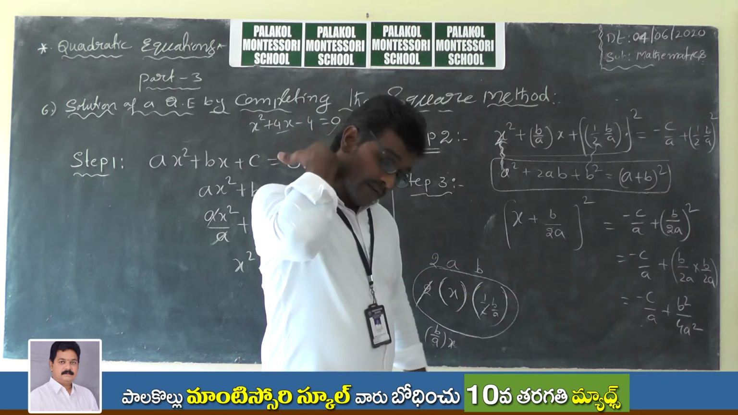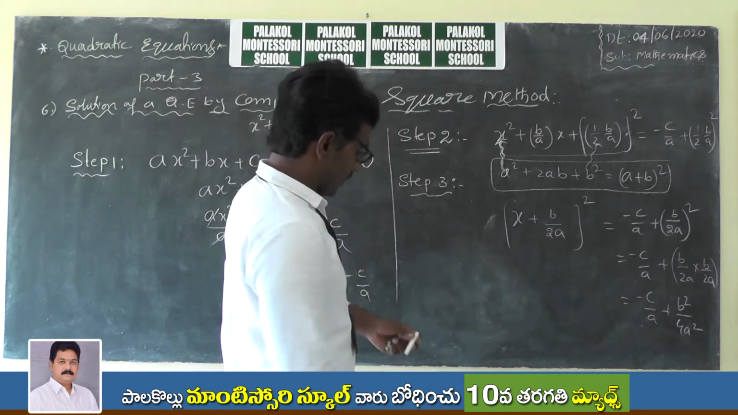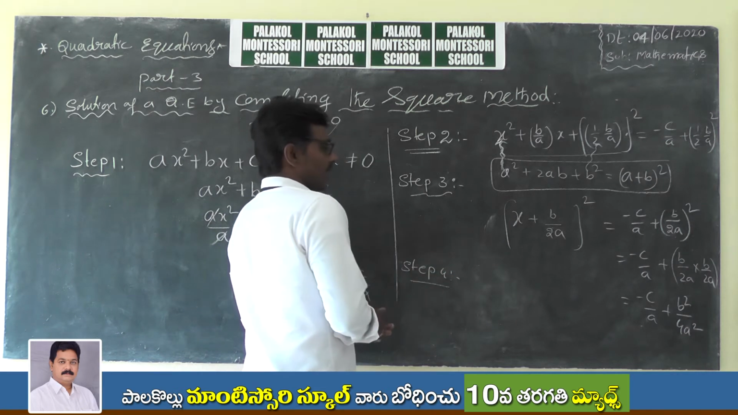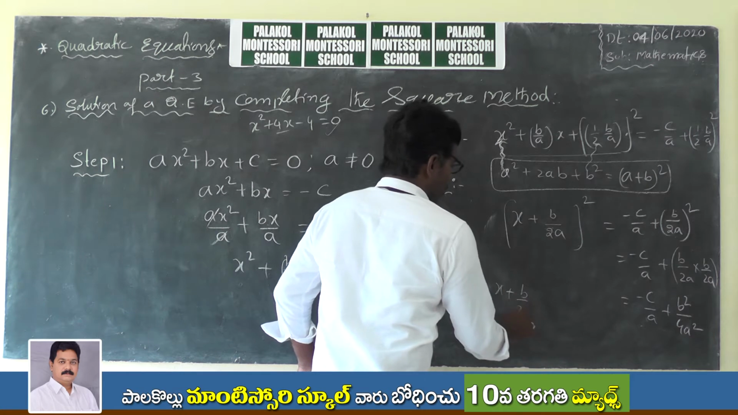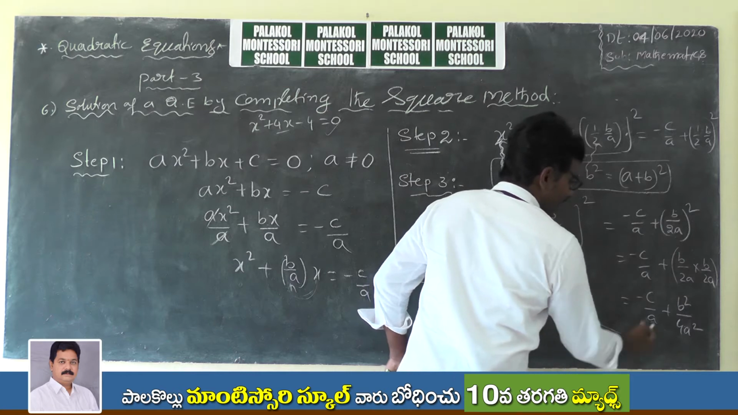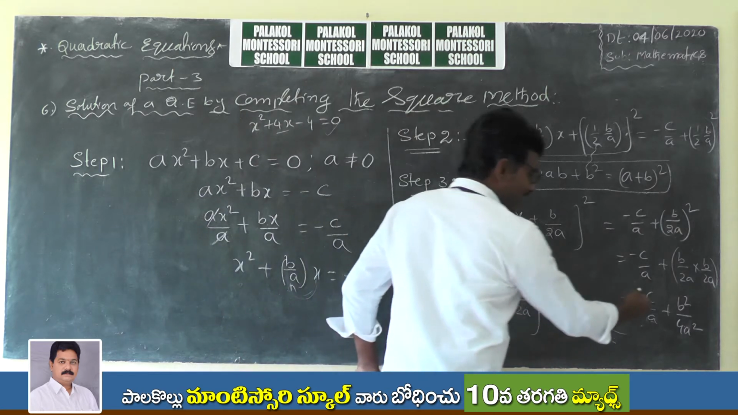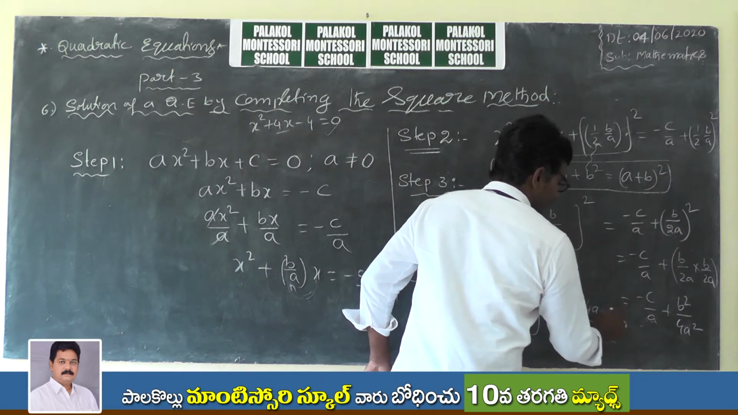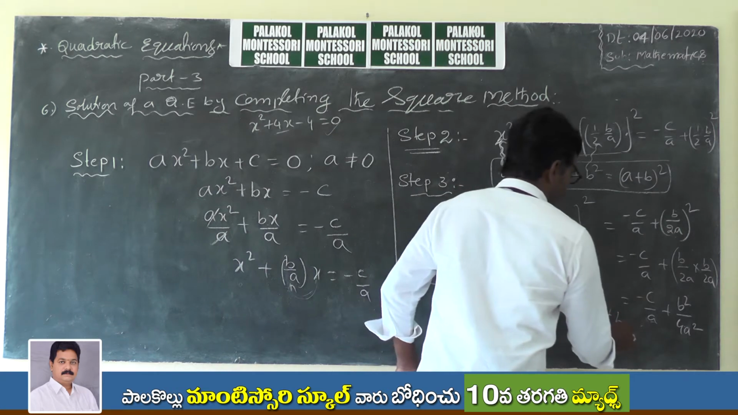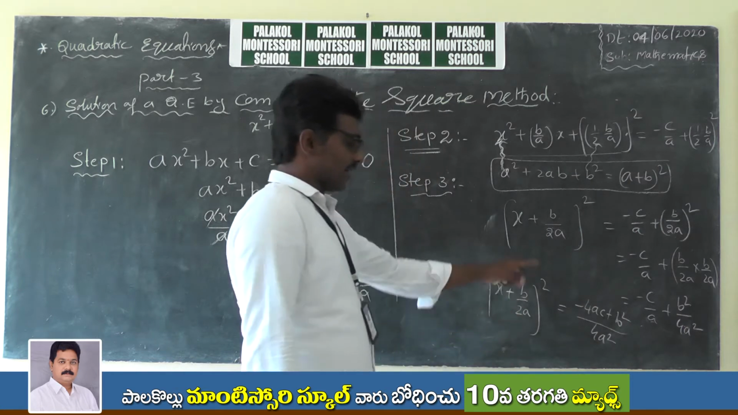Now you should find out the LCM as step 4. Here x plus b by 2a whole square equal to, here LCM is 4a square. Here this all times is cancelled. 4a times is cancelled. Now 4a into minus c, you write minus 4ac. 4a square same. That means it's cancelled one time. You write b square. This square is on the right side.